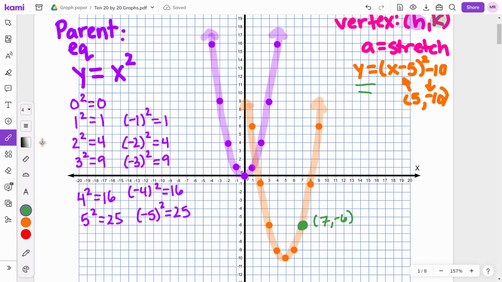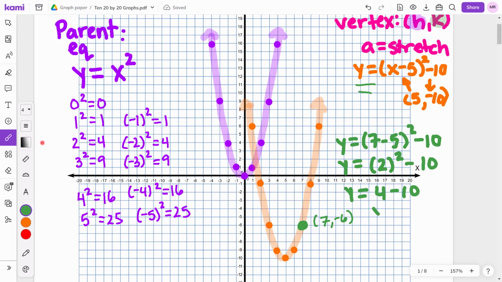And so I'm going to get y is equal to the quantity 7 minus 5 squared minus 10. So that is going to be 2 squared minus 10. That's going to be 4 minus 10. So I get a negative 6. So when I put in a 7, I ended up with a negative 6.